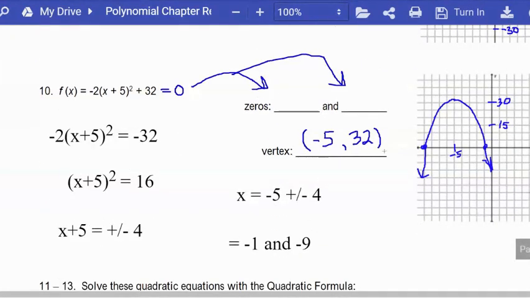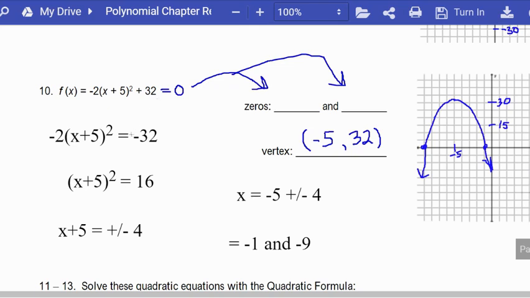Number 10, I discussed it in class, but I didn't actually do it. This one is in the transformed form, so I can see that -5 is the x-coordinate of my vertex, and then that plus 32 moves the vertex up 32 spots. So I found the vertex first. And then the zeros I found, as you can see, just by solving the equation.